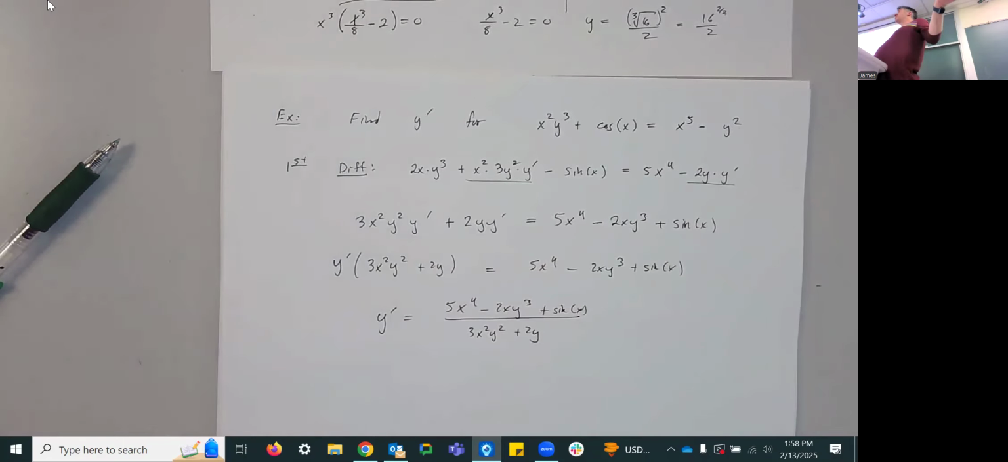And that's our final answer. Our derivative in these implicit problems will almost all the time be in terms of both x and y. There's no avoiding that.